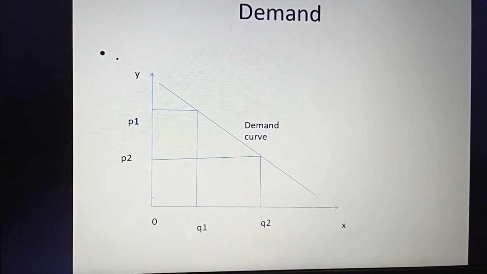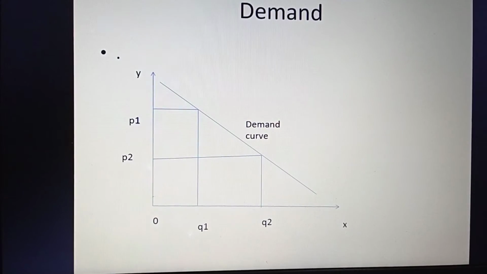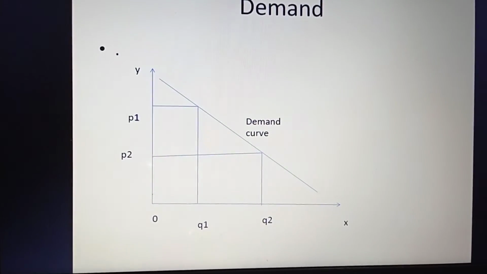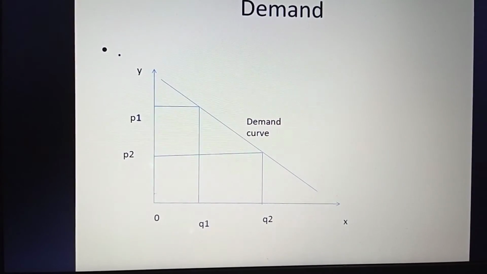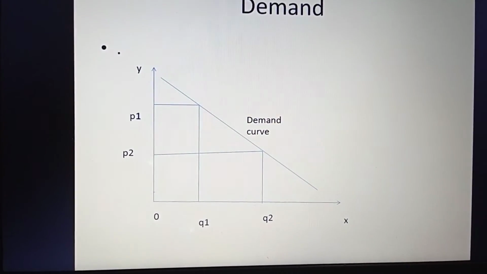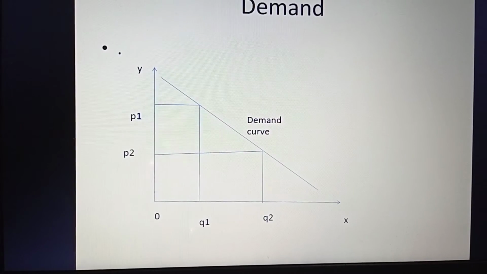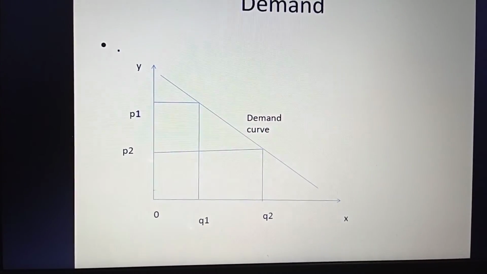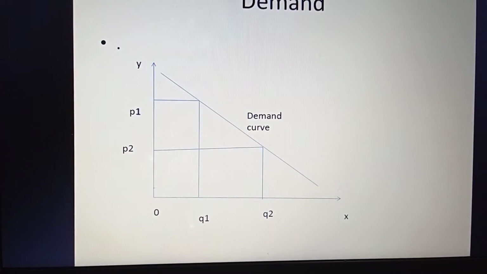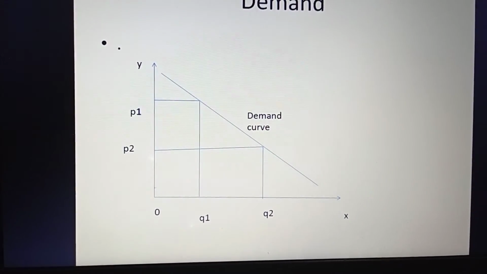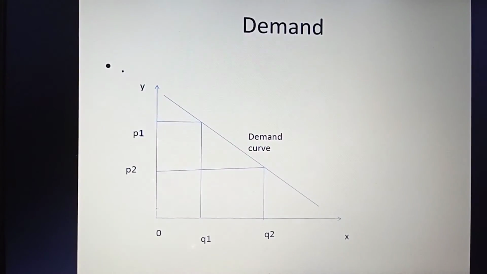So on the x-axis we measure the quantity demanded of a commodity, and the OY axis represents the price of the respective commodities. When the price of a commodity is OP1, that means OP1 is the price, then the quantity demanded of that particular commodity is OQ1. But when the price reduces to OP2, the quantity demanded of that commodity increases to OQ2.